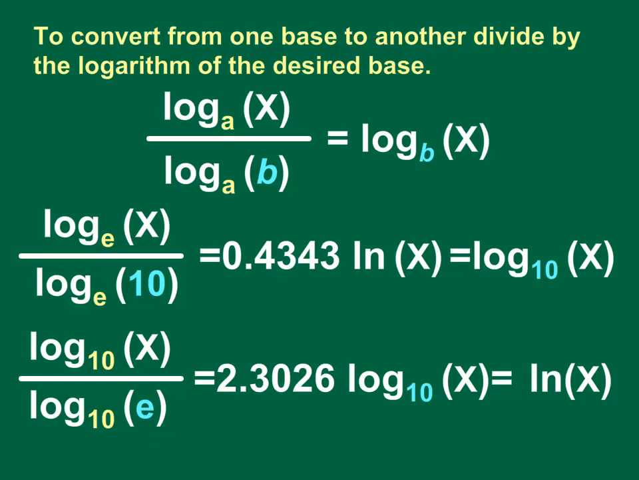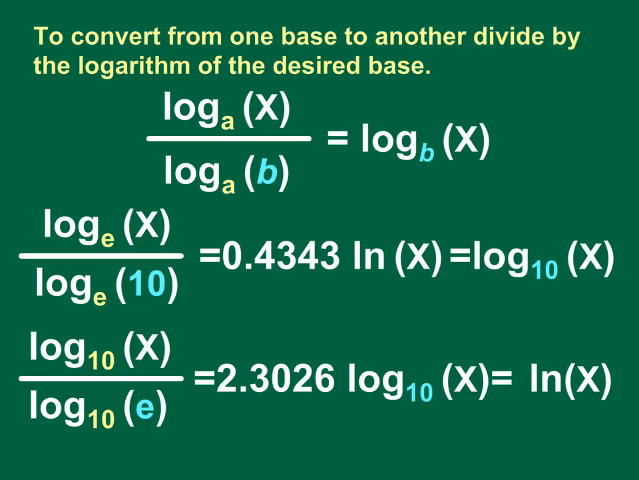then we can divide that logarithm by the base a logarithm of the desired base. For example, if I want the common logarithm of variable x, then I must divide the natural logarithm of x by the natural logarithm of 10 to get the common logarithm of x. This is equivalent to multiplying the natural logarithm by 0.4343.